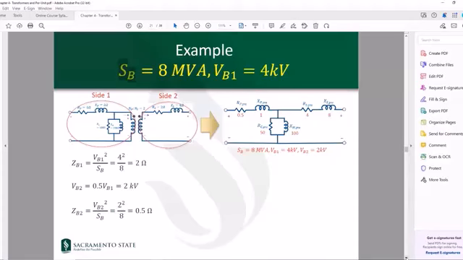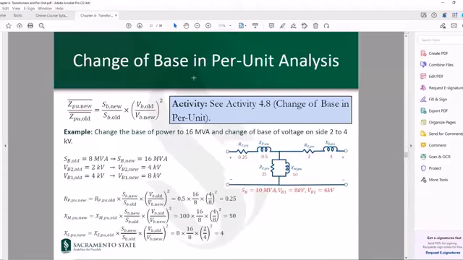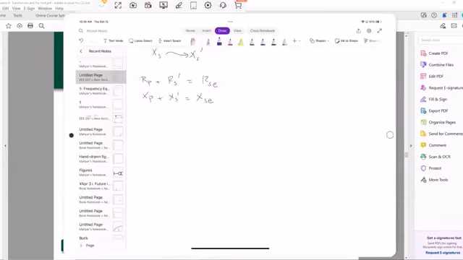So now let's talk about change of bases in per unit analysis. Let me tell you why we need to change the base in per unit analysis at all. Let me give you an example.